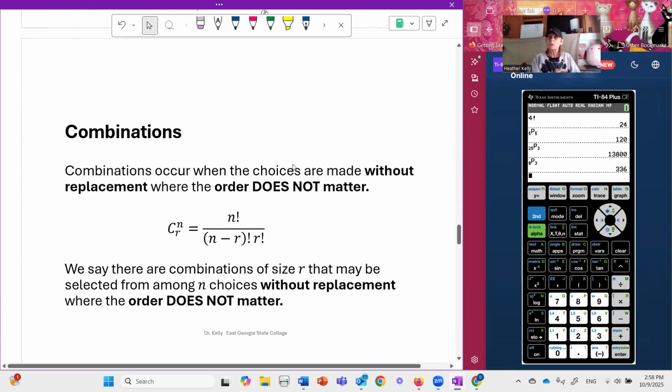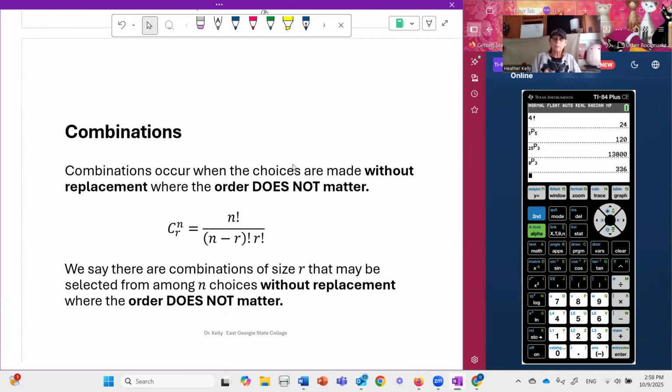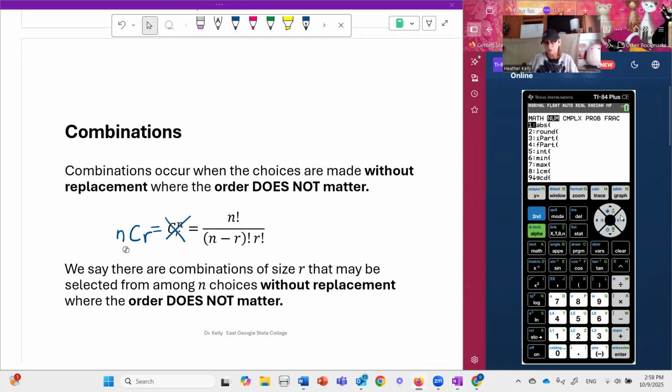But what happens if the order doesn't matter? When the order doesn't matter, we use this other formation that is nCr, which is found right below the nPr and right above the exclamation point in the probability functions under your math button. So that's how we find it.